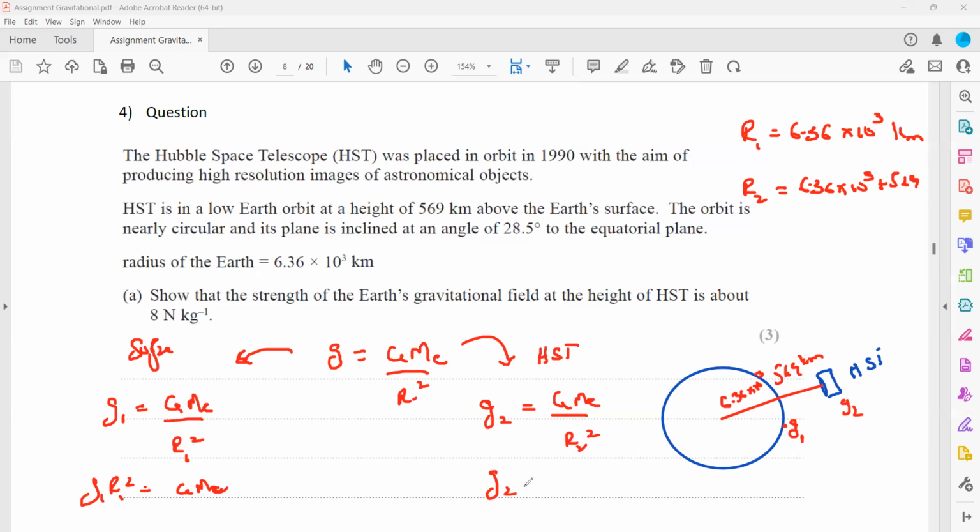So we can say G2 into the second radius, the orbital radius, is equal to G and ME. We have two equations, and GME and GME are the same, so we can compare them. When we compare, we can say that G1 times the radius of Earth R1 square is equal to G2, the second value for gravity, times R2 square. So we just have to substitute those values and find the new value for gravity at the space telescope.